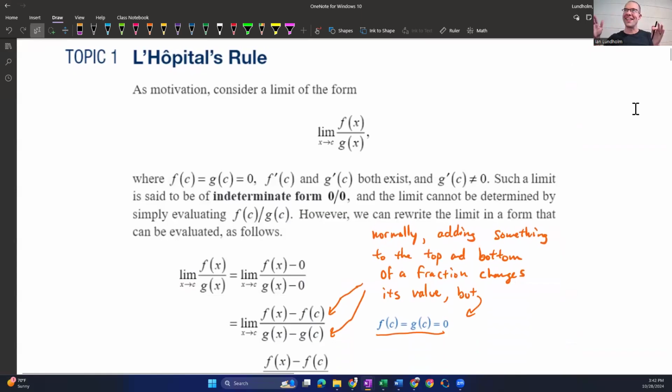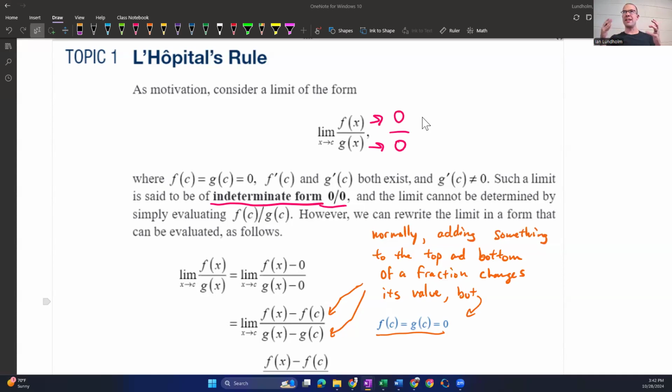We're working with limits again, which I'm sure is wonderful to hear. We're looking at the limit as x goes to c of this ratio of two functions, f of x and g of x. And L'Hopital's rule is appropriate when we get to an indeterminate form. This says indeterminate form 0 over 0. So as x approaches c, f of x goes to 0 and g of x goes to 0.